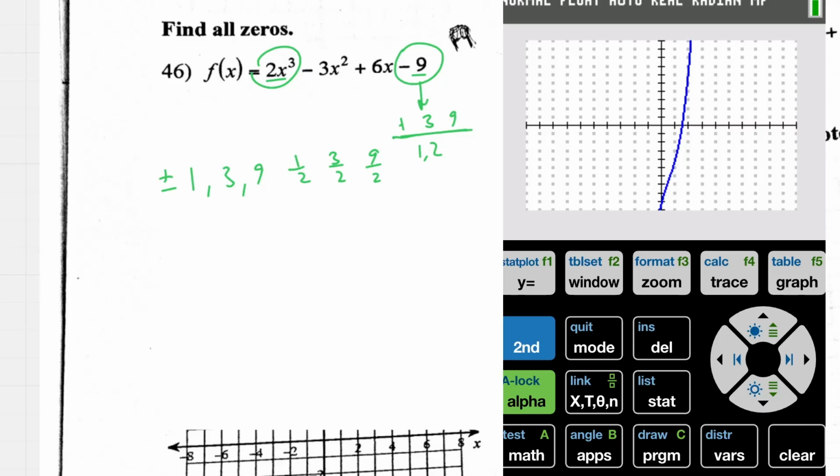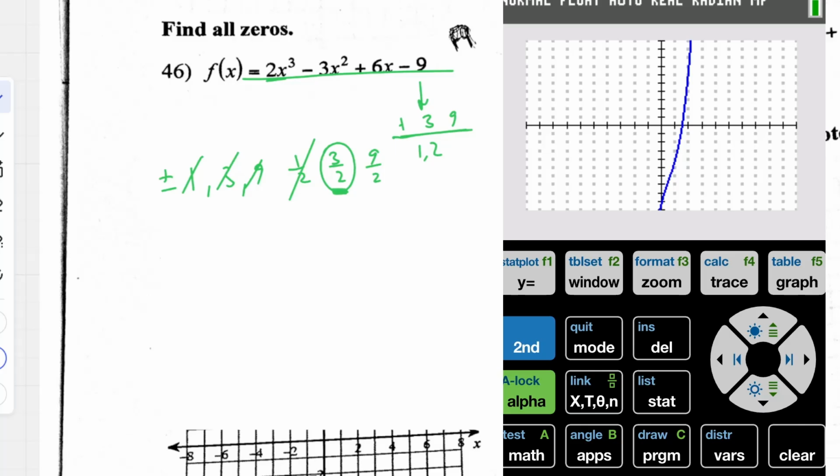And I can see it's not any of these because it's not going through the x-axis at 1 or 3 or 9. It's going through some fraction. It's not 1/2, I can tell from looking at it. It's not a negative anything. Some positive number between 1 and 2. So it's looking like this guy right here, positive 3/2. So now what I have to do is divide this out of this thing. So it goes like this.